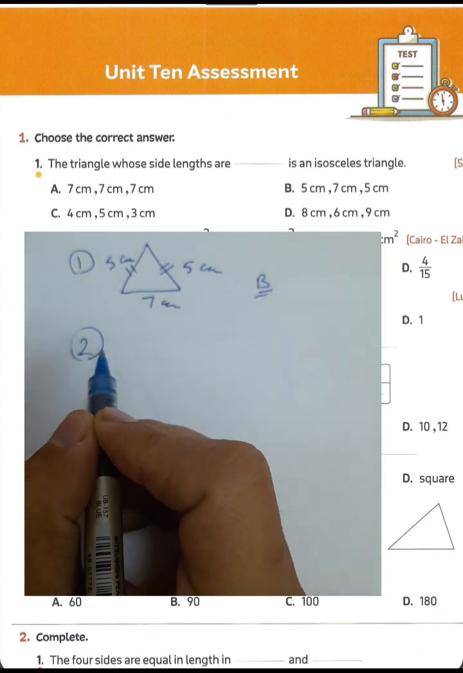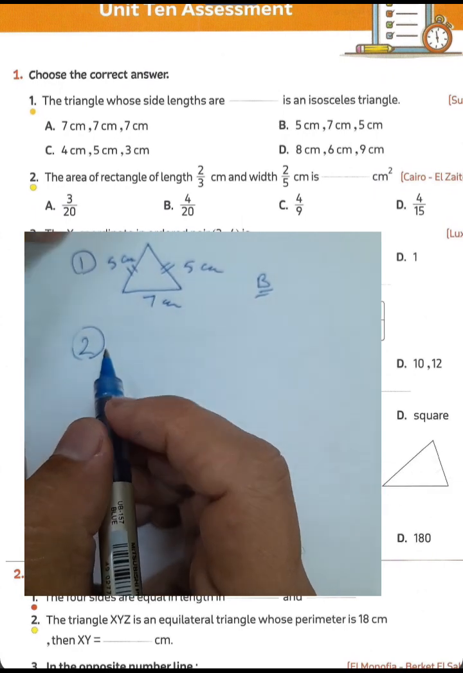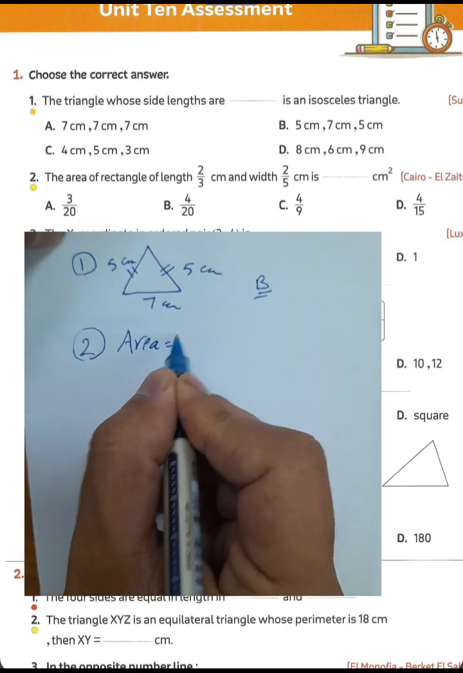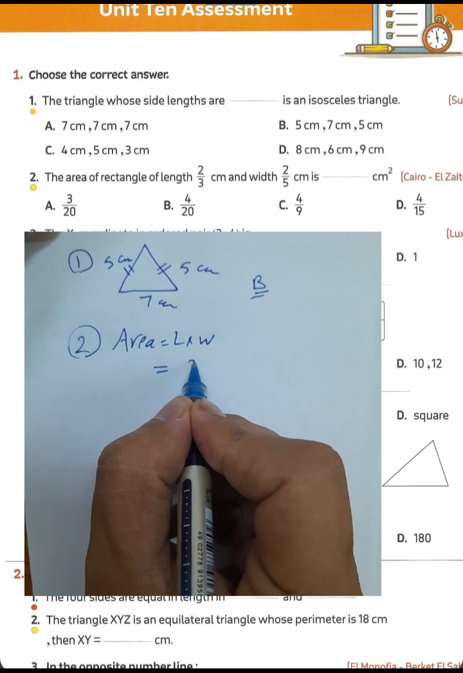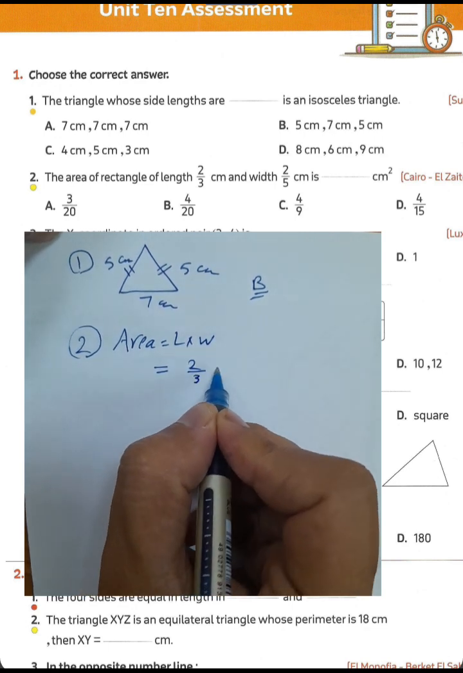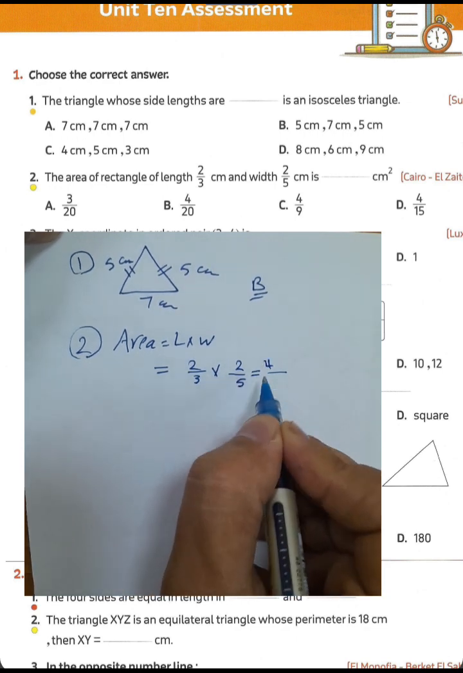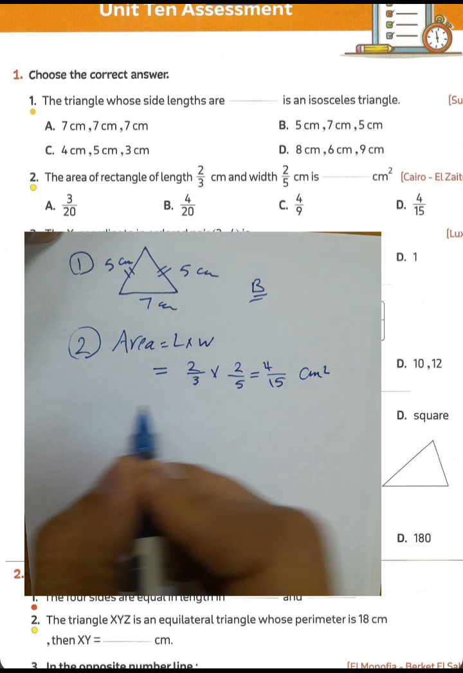Question number 2. The area of a rectangle whose length is 2 over 3 centimeter and whose width is 2 over 5 centimeter. We can write the area equals length multiplied by width. The length here is 2 over 3 and the width is 2 over 5. 2 times 2 equals 4 and 3 times 5 equals 15. The area is 4 over 15 square centimeters.